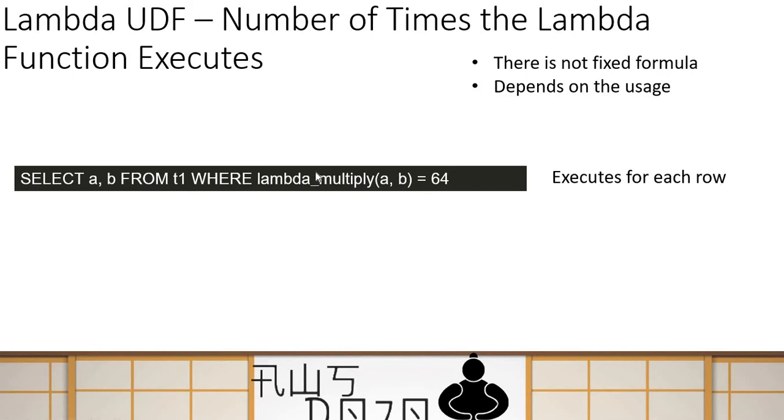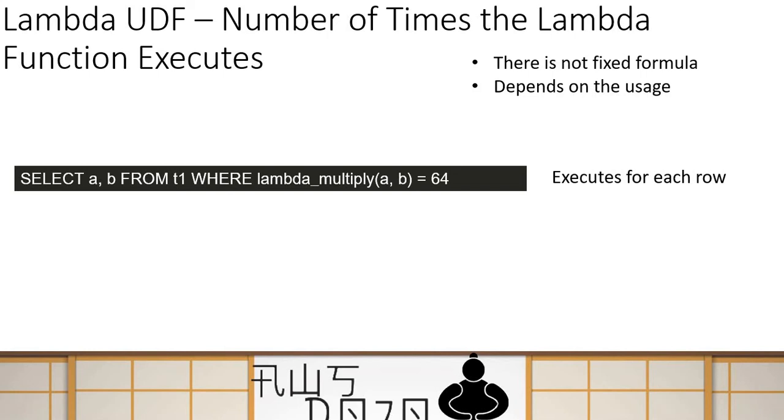Now, in this example, the Lambda function executes for each row. That means if table T1 has, say, 100 rows, then the Lambda function will be called 100 times, because for each row we have to multiply A and B and see if the result is equal to 64 or not. If it is equal to 64, it is returned; otherwise it's filtered out. So this is an example where your Lambda function is called for each row.